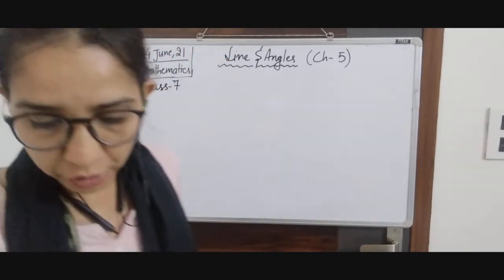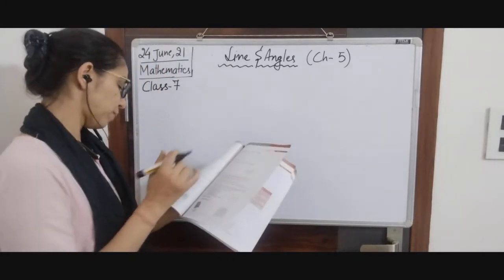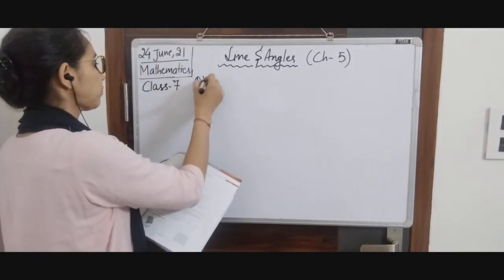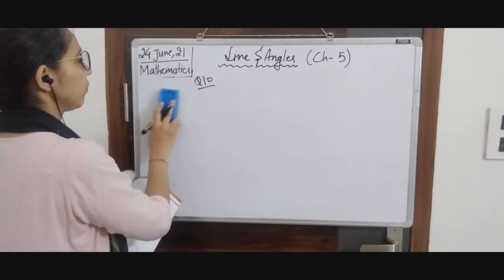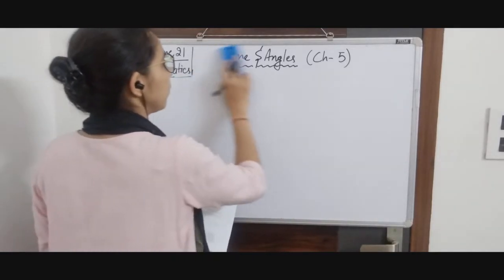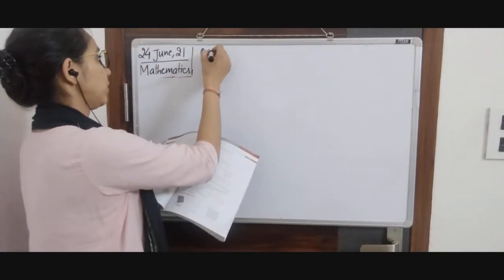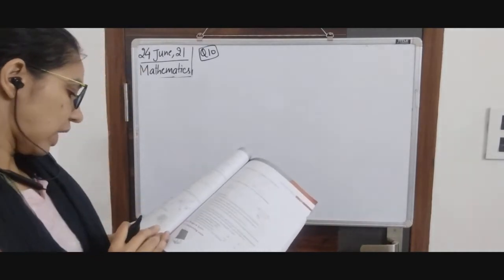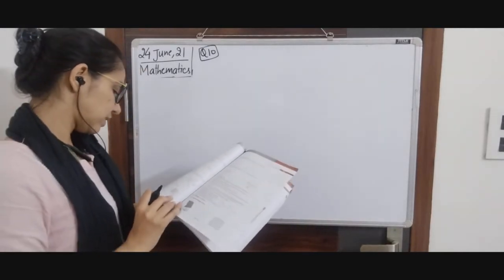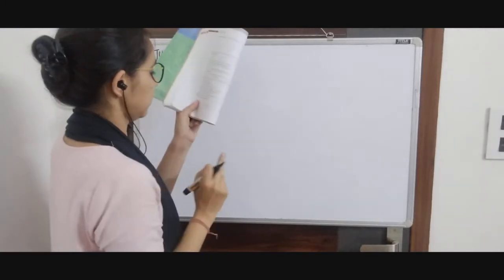We were talking about question number 9 in our previous class. We are going to talk about question number 10 now. Question number 10. Indicate which pair of angles are this and this. We have been provided with a figure, and the figure is like this.